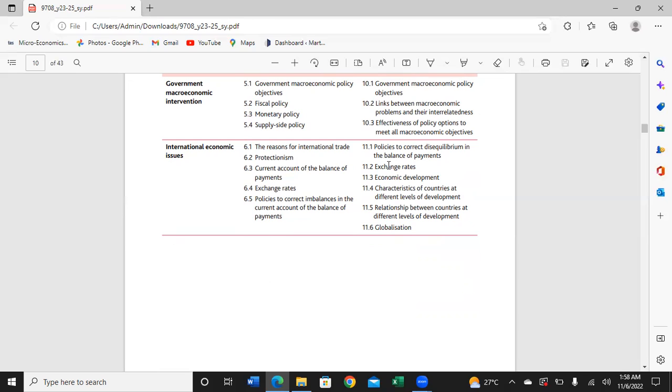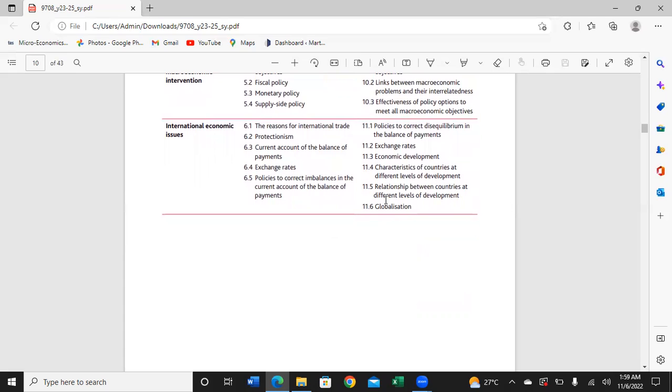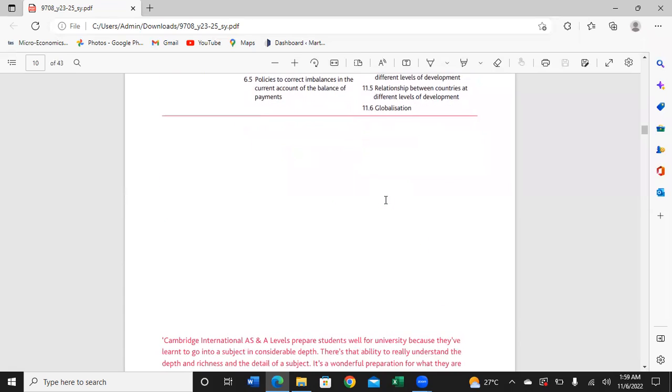And on the parallel line in the 11th chapter, 11th unit, we find policies to correct disequilibrium in the balance of payments, exchange rates, economic development, the characteristics of countries at different levels of development, like developing and developed countries, what are their problems, what are their characteristics, and how they could be solved.